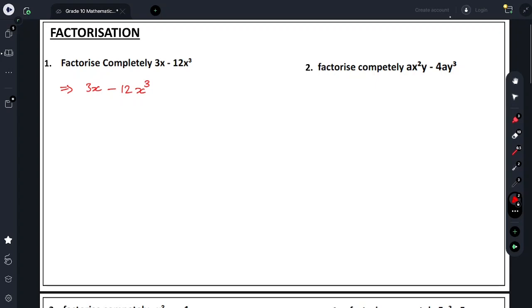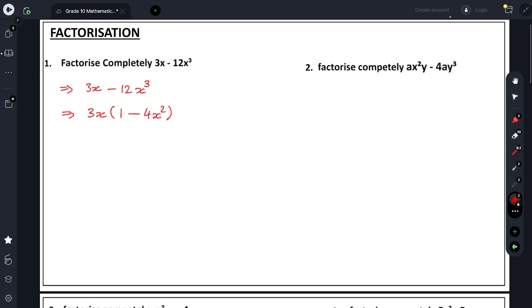What is common is the 3. 3 can go in itself and also in 12. So here you put aside the 3. You say, okay, 3 is common. Also x is common, so you put aside also x. Then you open brackets. Once you factor out both 3 and x, you remain with 1. Then you say minus. Here you must understand that 3 can go into 12 4 times, so you put 4 here. Then you remain with the x to power 2. Then you close bracket like that.